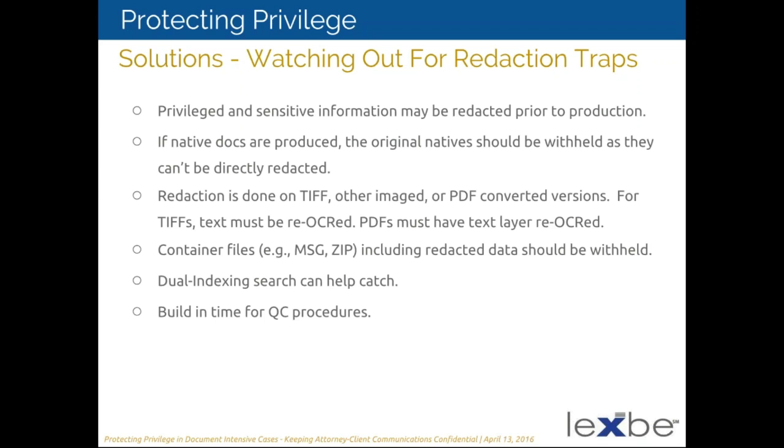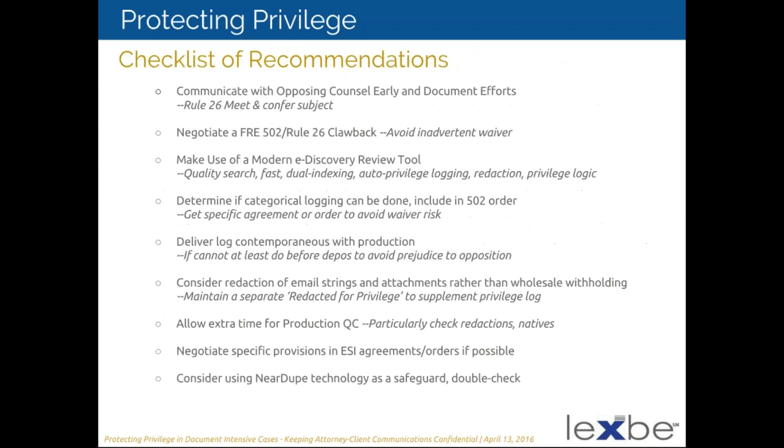And dual indexing can help catch that, but one needs to build in time for QC procedures and then be pretty confident in the software that you're using in larger document cases if everything isn't being individually looked at. But there have certainly been a lot of redaction errors made in the industry over the years, some very famous ones. So that's an issue to look at in these privilege reviews.